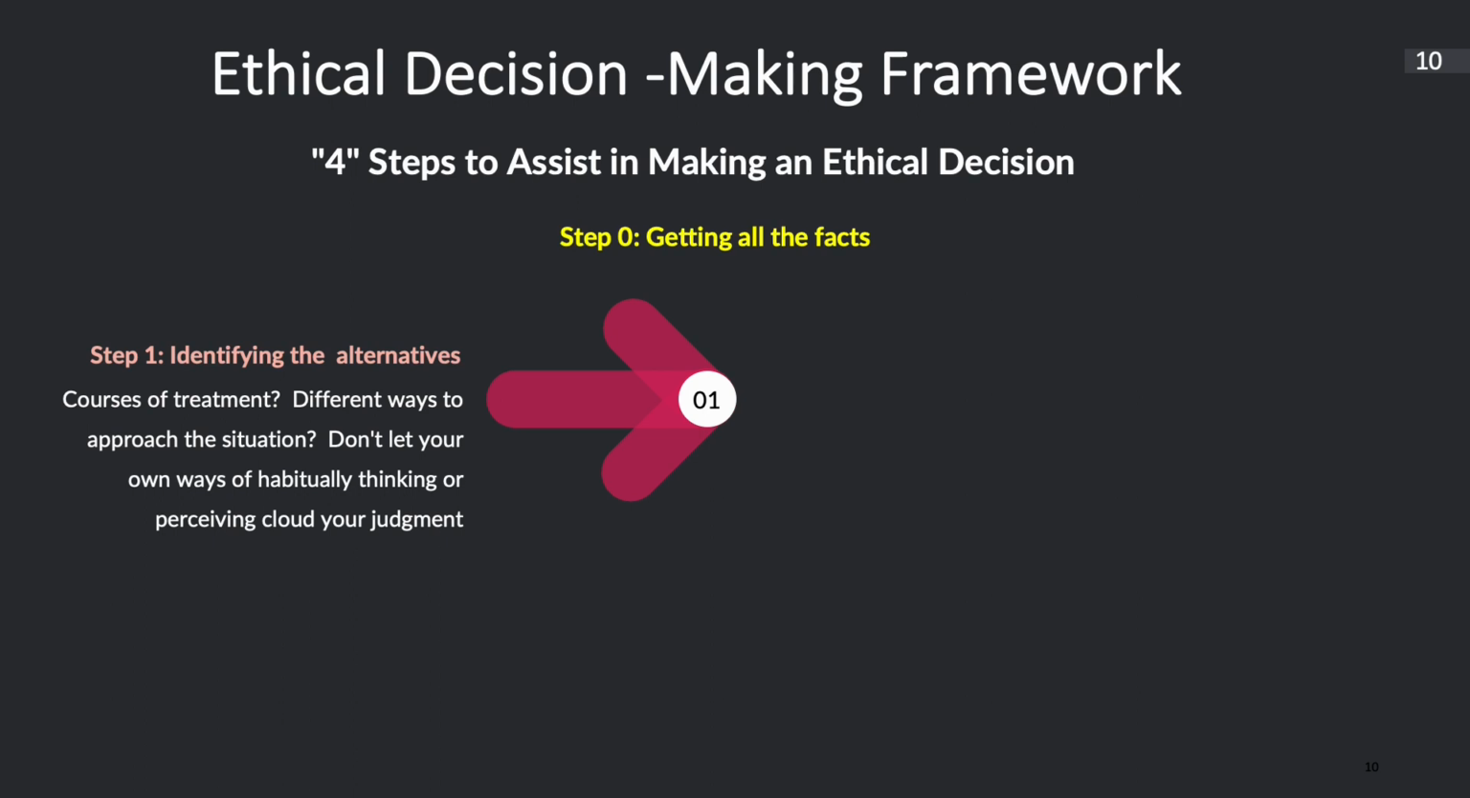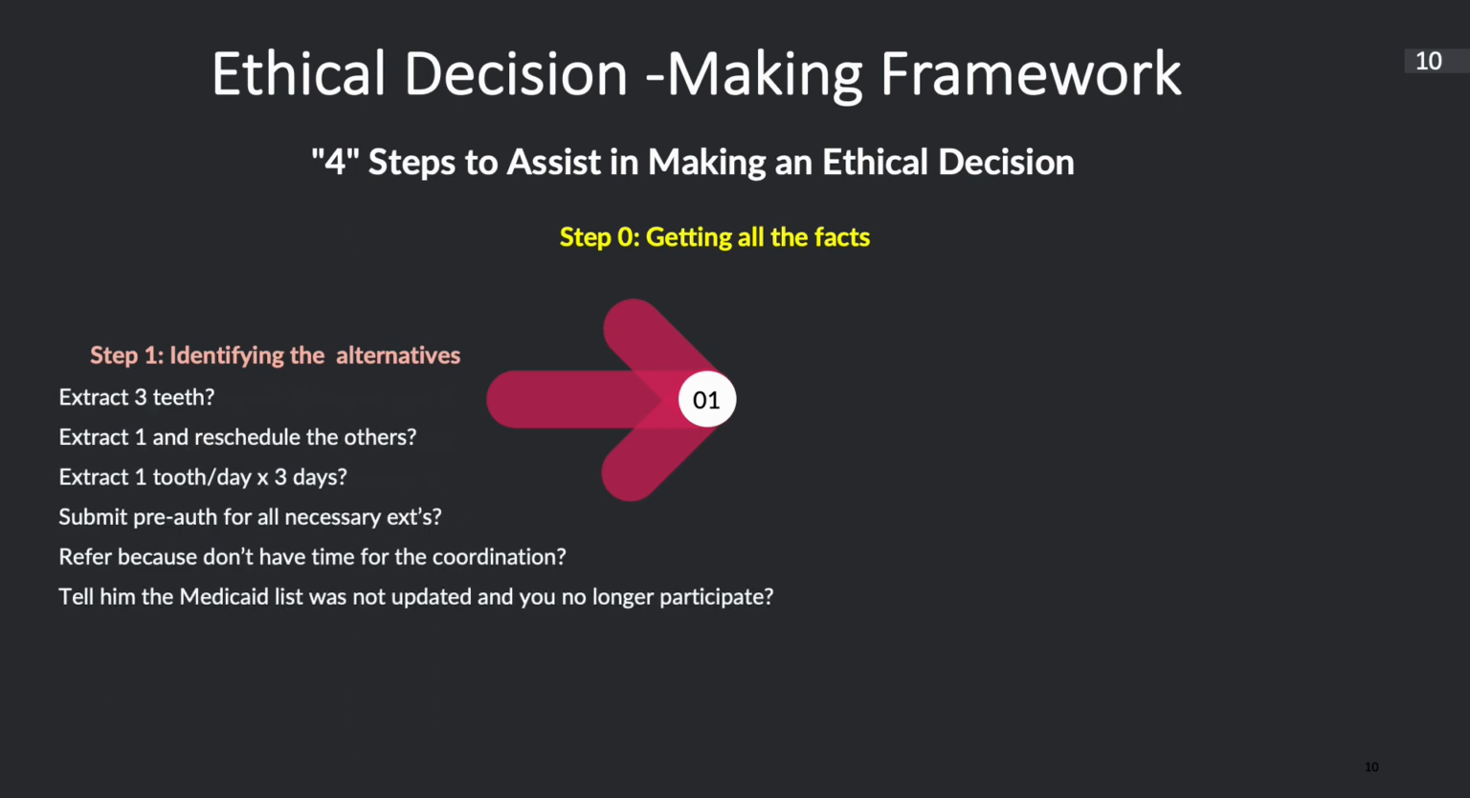Now moving into step one. Step one is identify the alternatives. Here, as we mentioned, alternative courses of treatment, how could you approach the situation and whatnot. And I would remind you to keep an open mind and consider all possibilities. So what I did here was put in some suggestions. Would you extract all 3 teeth at once? Would you extract one and reschedule the others? Maybe extract 1 tooth per day for 3 days?